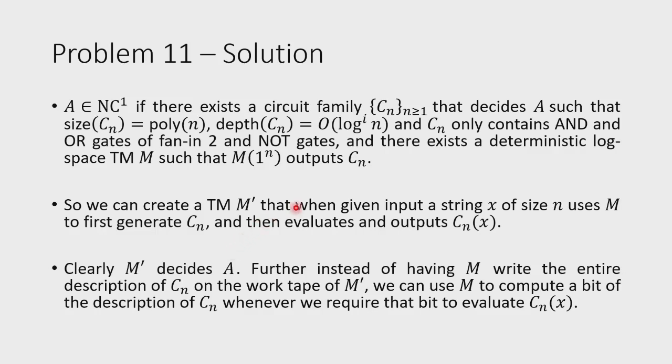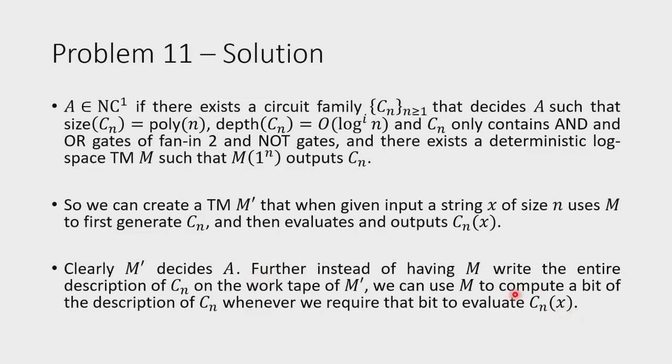The problem is the description of Cn can take more bits than order log n, but there is a way to get around that problem. Instead of using M to write the entire description of Cn on the work tape of M prime, we can use M to compute a bit of the description of Cn whenever we require it to evaluate Cn of x. So this is like implicit log space computation, something similar to what we did to show that if a language A reduces to language B in log space and language B is in L, then language A is also in L.